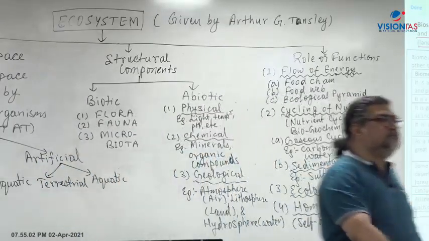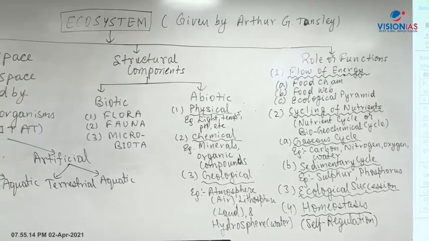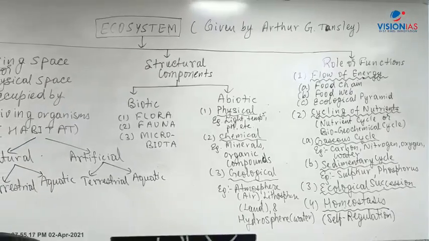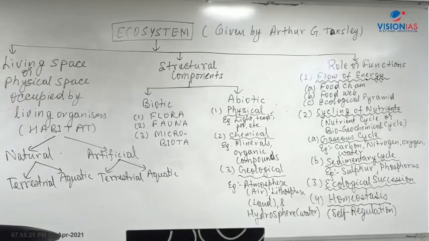So please copy that. Some people have asked me questions, that's why I have gone to that. Please copy the flowchart. And don't worry, I am going to cover all this: food chain, food web, pyramid, nutrient cycles, ecological succession, homeostasis, we will discuss all that. Don't worry about it. Today is the first class. We are going to cover all these topics.